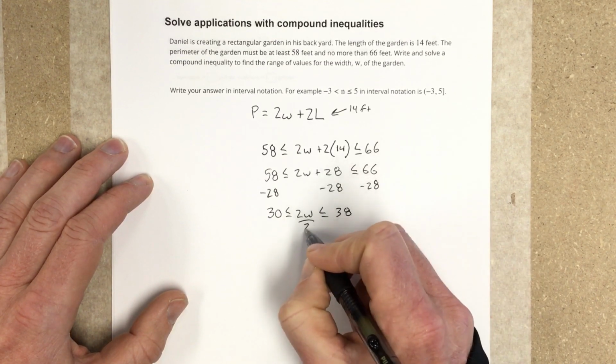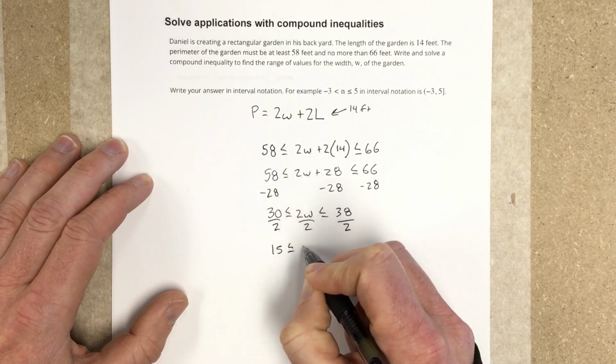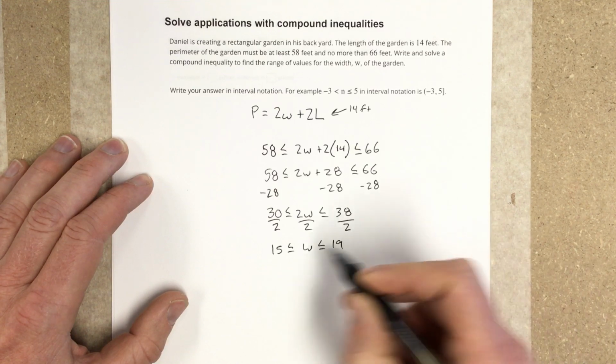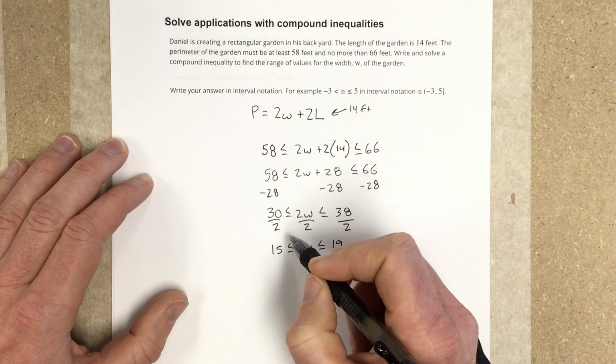And then divide by 2. And 15 less than or equal to w less than or equal to 19. So the width is between 15 and 19 for this rectangular garden.